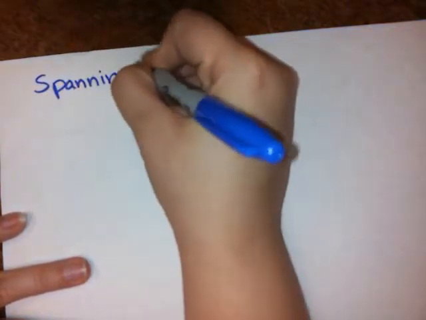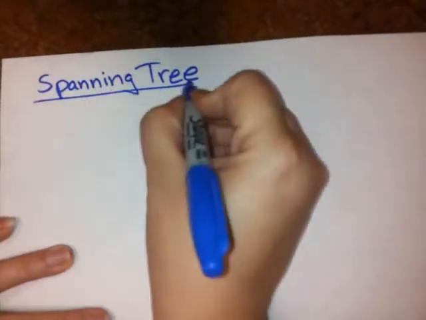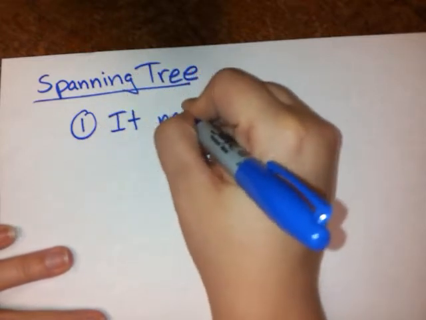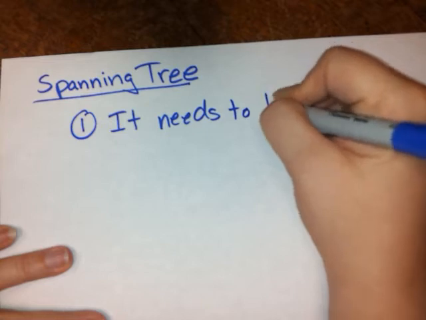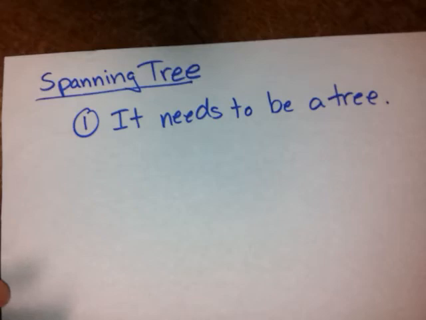So now, the two-step rule for spanning trees. I need another sheet of paper here. I'm running out of stuff. Spanning tree. Alright. So, two rules for a spanning tree. One, it needs to be a tree. That only makes sense. It's a spanning tree. It needs to be a tree. Okay, so here's where the definition gets a little bit trickier.